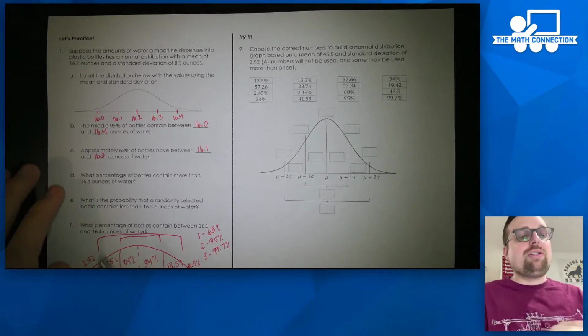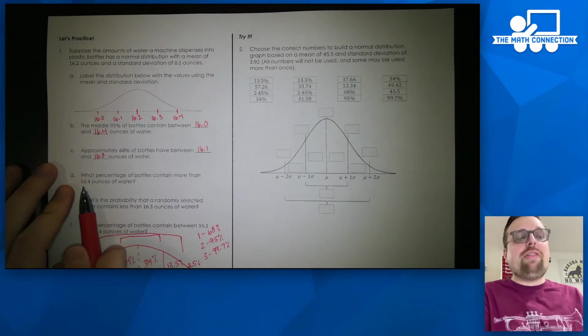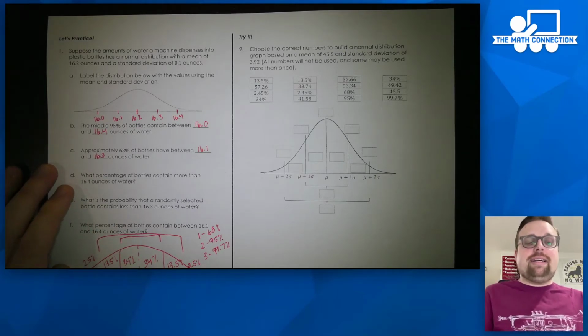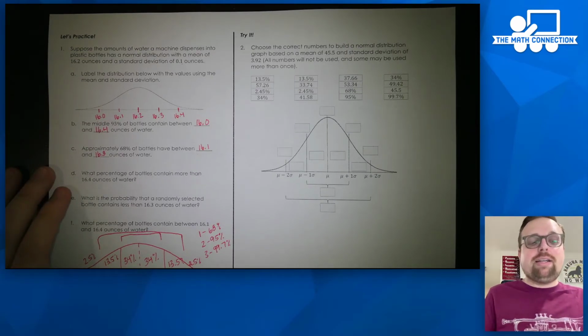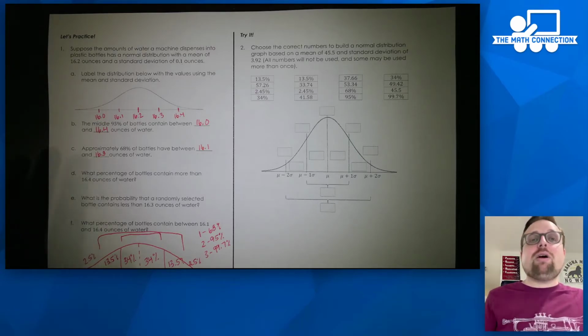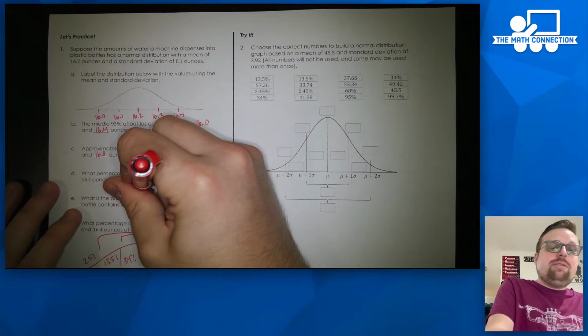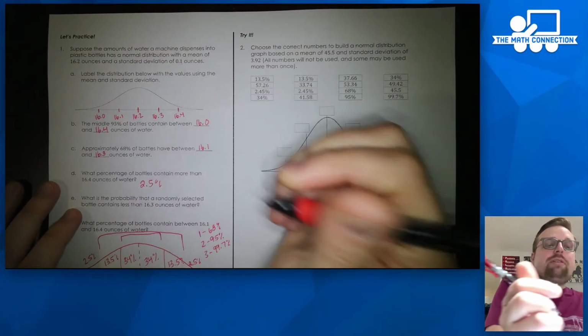So the question was, what percentage contains more than 16.4 ounces of water? And my answer to that is that whatever the percentage of the data is beyond 2 standard deviations above the mean is going to be what that answer is, and it's going to be 2.5%.